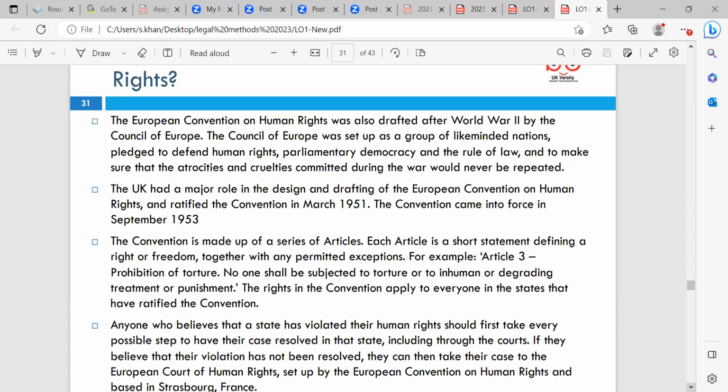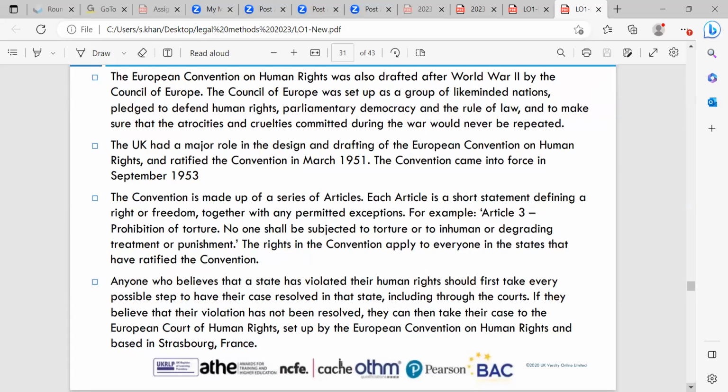The convention is made up of a series of articles. Each article is a short statement defining a right or freedom together with the permitted exceptions. For example, Article 3 is the prohibition of torture, that no one shall be subjected to torture or inhumane or degrading treatment or punishment. The rights in the convention apply to everyone in the states that have ratified the convention. So anyone that signed to the convention, these would apply to them.